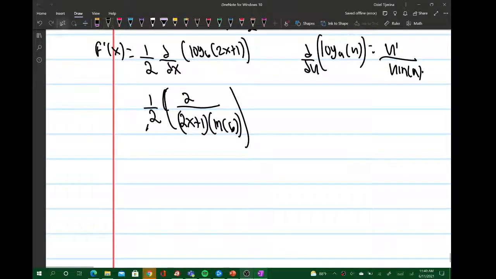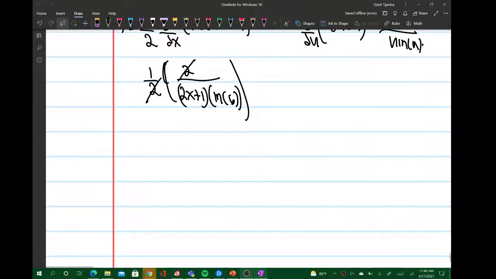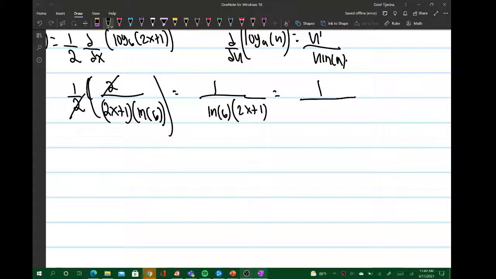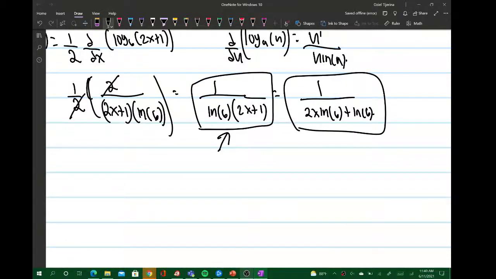So you can cancel this out, and you can say that this is really just 1 over ln of 6 times 2x plus 1. Or you can simplify it even further and say this is 1 over 2x ln of 6 plus ln of 6. Both of these work, okay? This is just the factored form. All right.